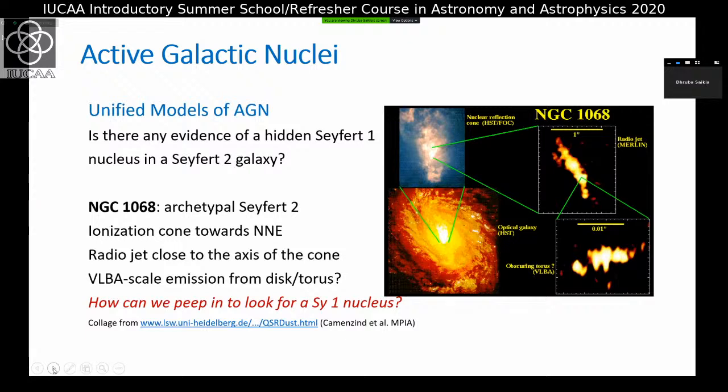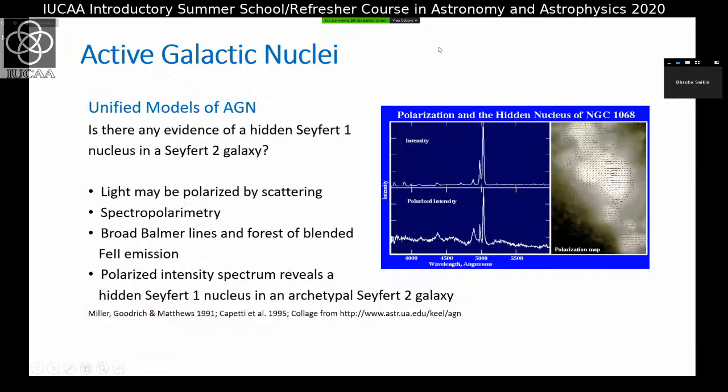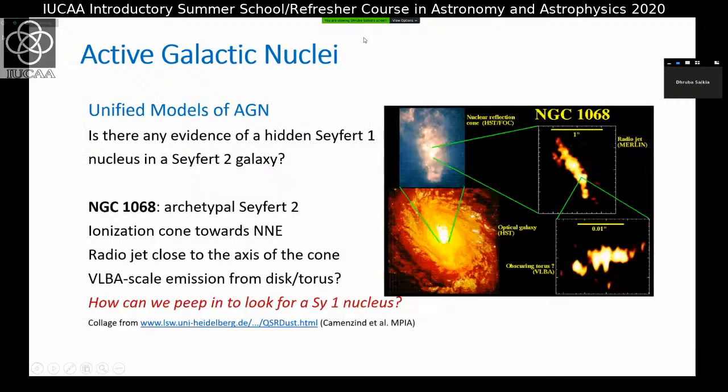Now the question we'll ask ourselves again, in astronomy as well as in all science, to really validate something, you need more and more pieces of evidence to convince people. So can we peep in to see if there is really a Seyfert 1 nucleus in a Seyfert 2 galaxy? And if you were to do that, how would you go about it?